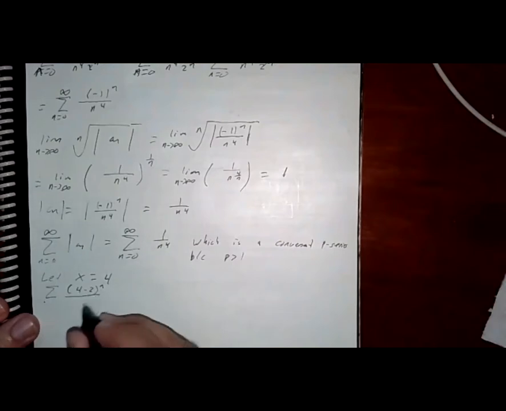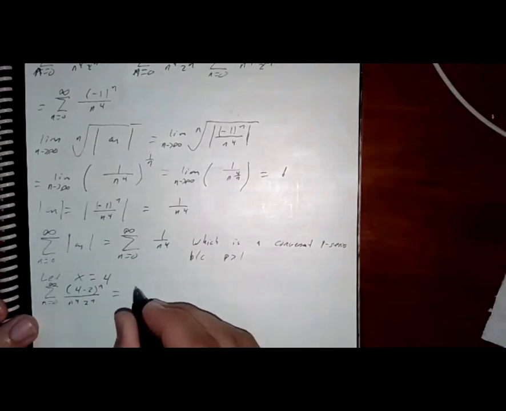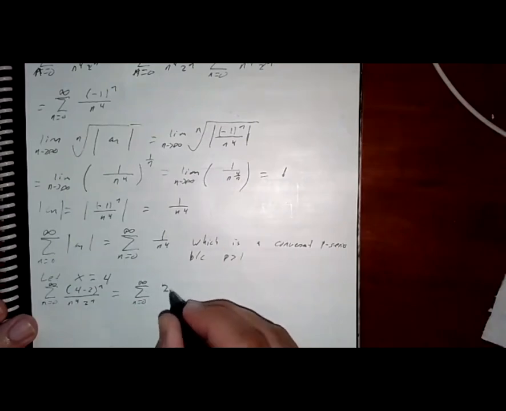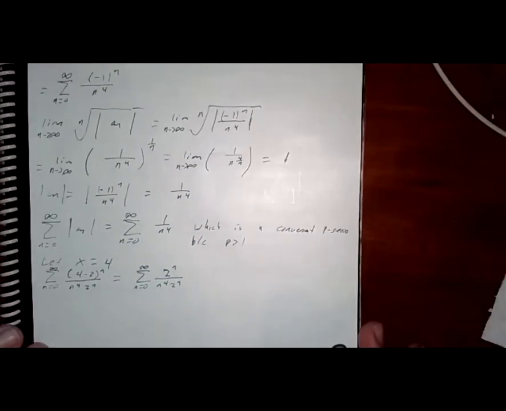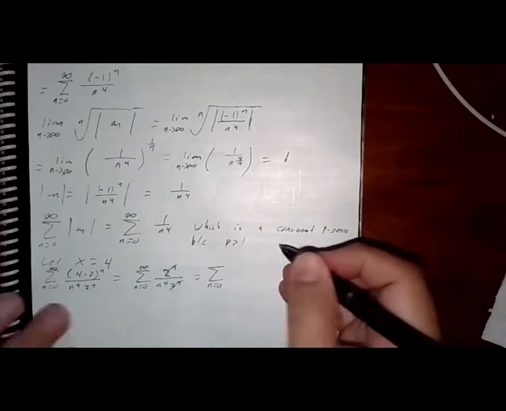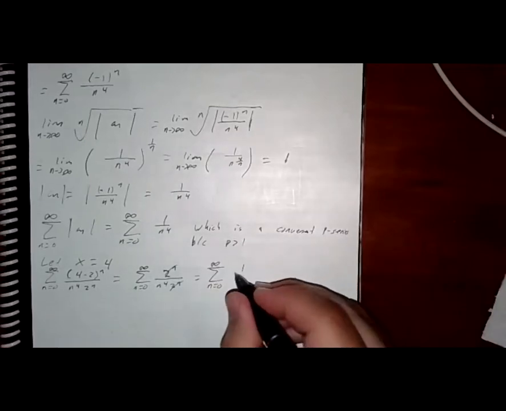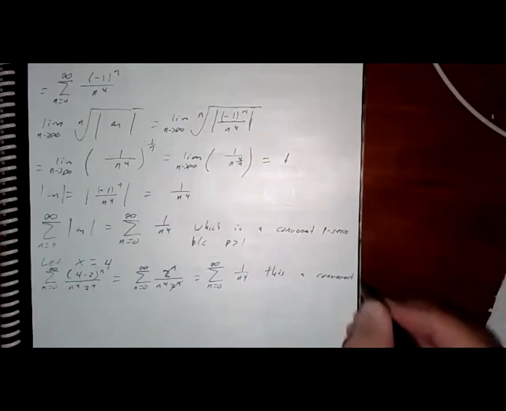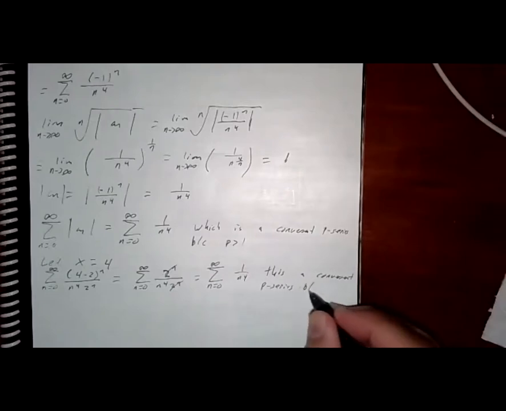So if I let x be 4, you're going to get 4 minus 2 to the n over n to the 4, 2 to the n, right? Yes. These cancel again. It ends up giving us the same deal. This is another convergent p series because p is greater than 1.